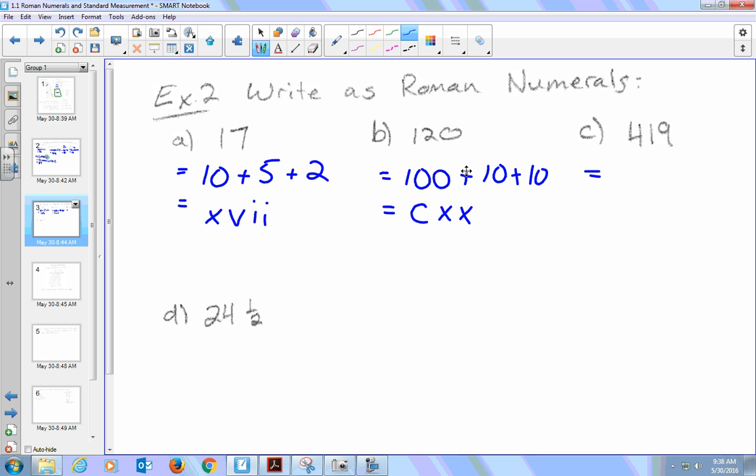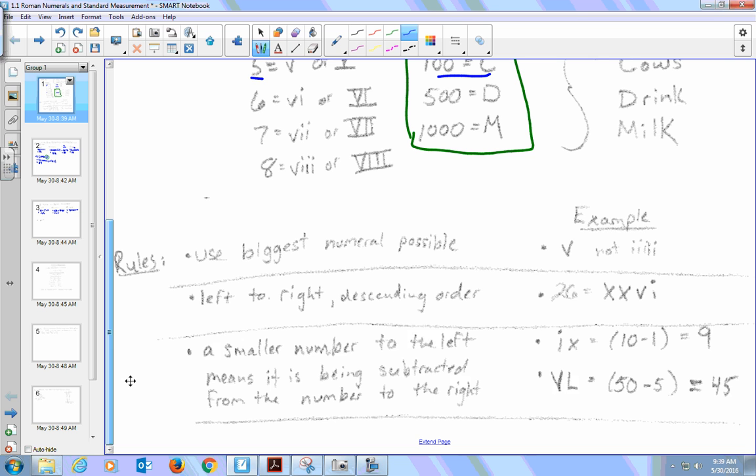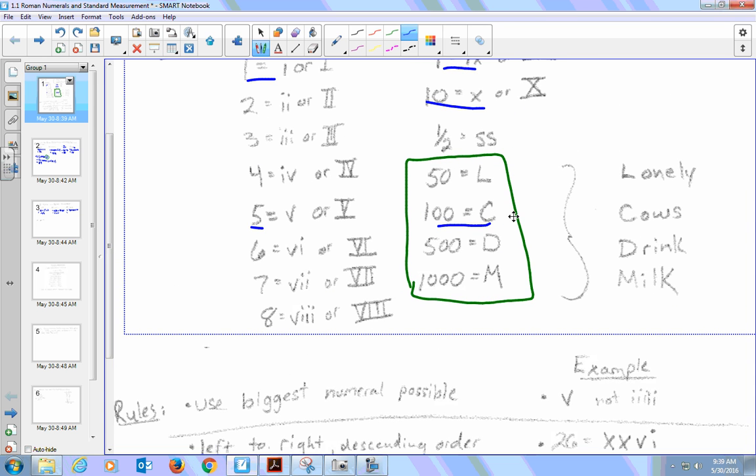Okay, now this is probably the trickiest part with Roman numerals. We have 400 here with this 419, and then we have a 10, and then a 5, and then a 4, if we break it down. Okay, so writing 400, you could write it with 4 C's, but remember our rules down here: use the biggest numeral possible, and try to use as few Roman numerals as possible. So writing 4 C's for 400 would mean we would have 4 C's.